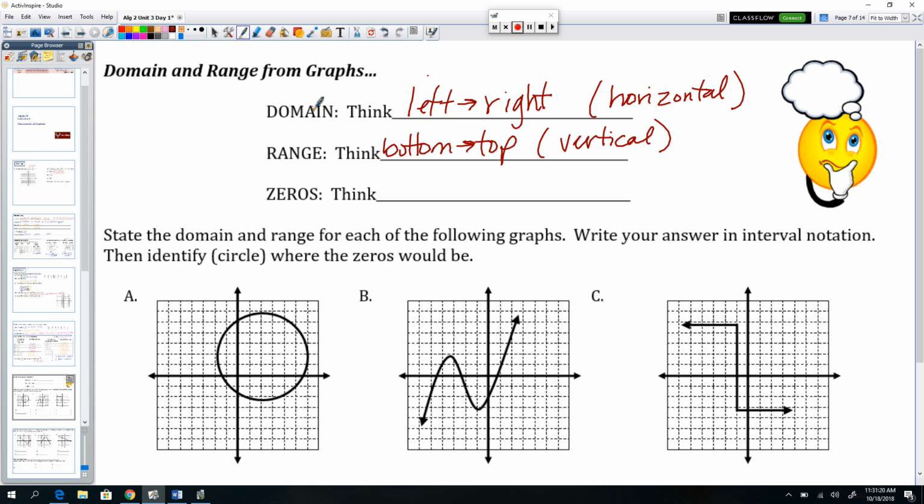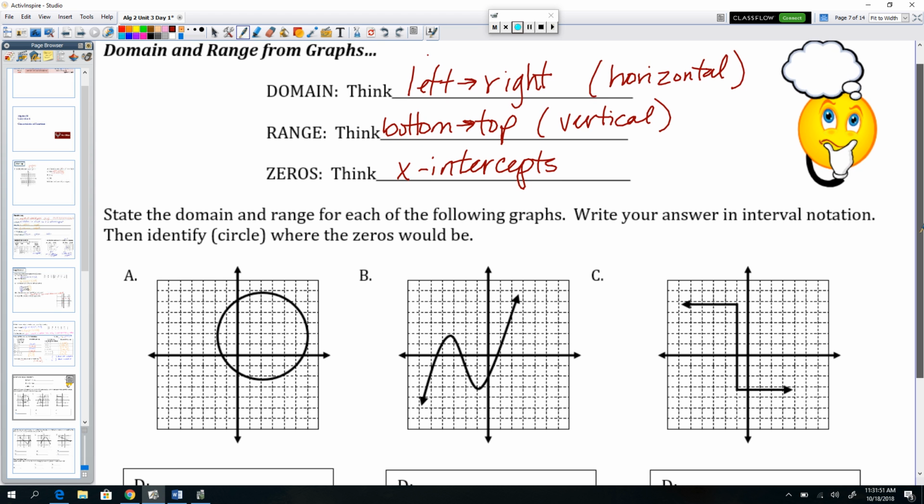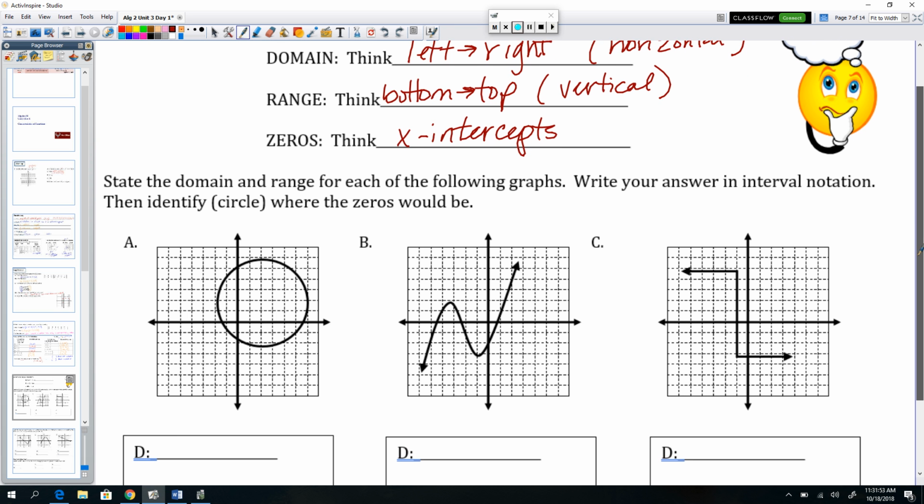Typically, students don't have a hard time telling me things left to right, because that's how we read newspapers in the United States. Range is a little bit more difficult because obviously when we read a page, we read top to bottom, and that's a little bit backwards. So that's the one thing that we need to make sure you keep consistent with. List me my range, bottom to top, smallest to biggest. Zeros, we're going to think x-intercepts. If anybody asks you for zeros, you're going to list where the graph crosses the x-axis. Okay, those are zeros.